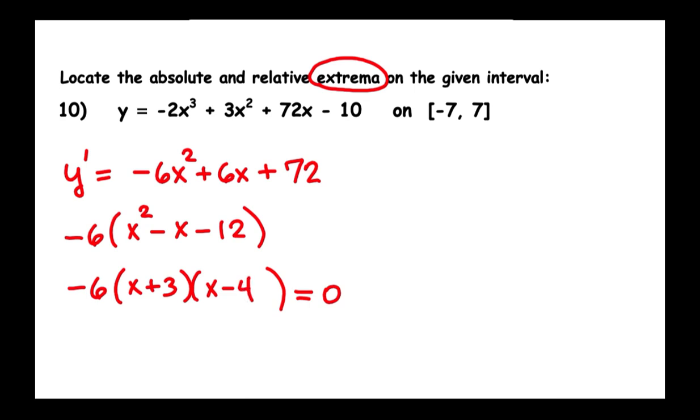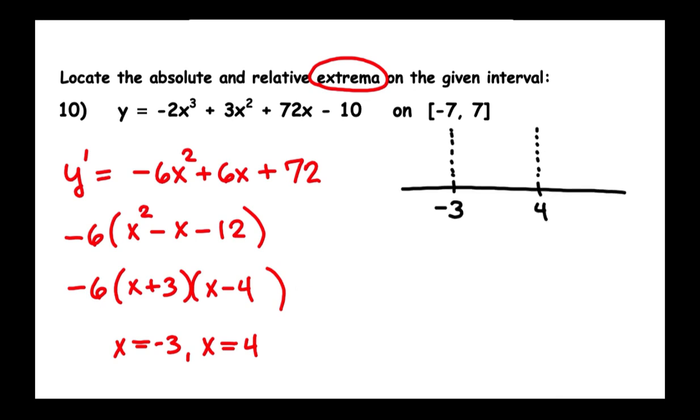So the critical numbers will be x equals -3 and x equals 4. There's no x equals 0. This is a 6 out front, or -6. -6 cannot be a 0, so don't write 0 like some people do. So we're going to go ahead and make our sign chart.